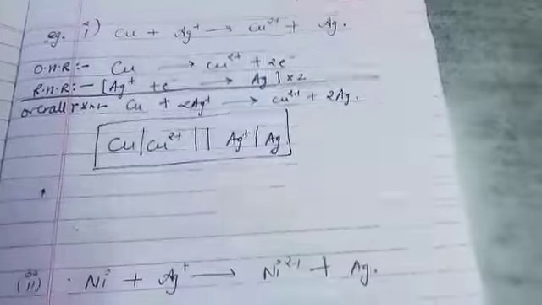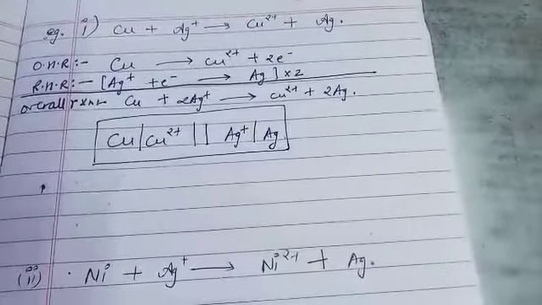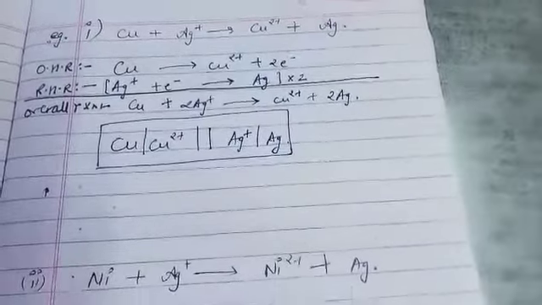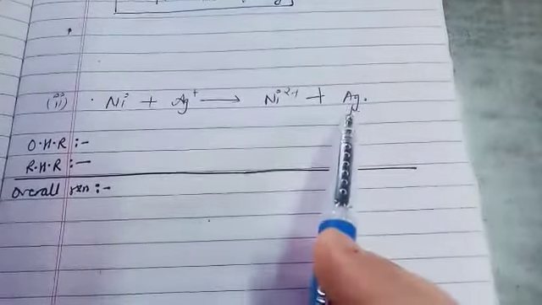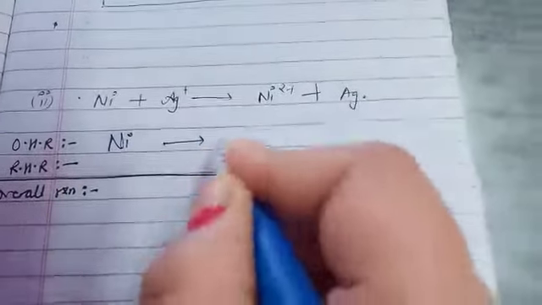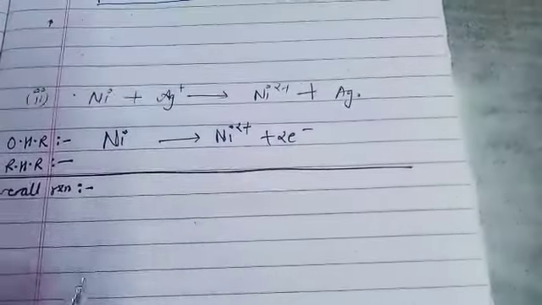This balancing is very important, otherwise maybe in a numerical you will get a wrong answer. That's why balancing is very important. Now you can do another question also. Just see, Ni plus Ag+ gives Ni2+ plus Ag. Now this is simple. That one is nickel becoming Ni2+ after loss of 2 electrons.